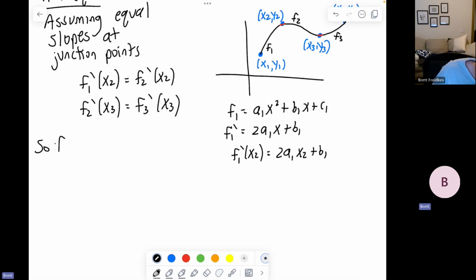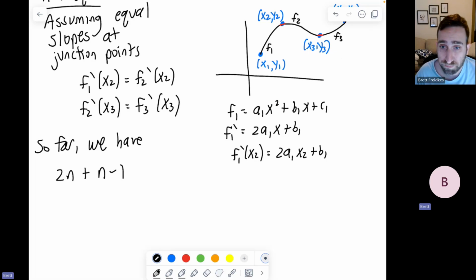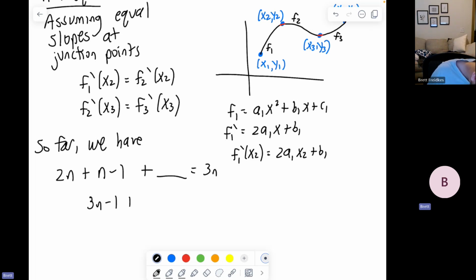So far, we have 2n equations from plugging in points, plus n minus 1 equations by equating derivatives at the connecting points. And we need a certain number now to give us the 3n that we require. We need 3n total to have a fully resolved system. If we add this up, we get 2n plus n is 3n minus 1, plus something has to be 3n.